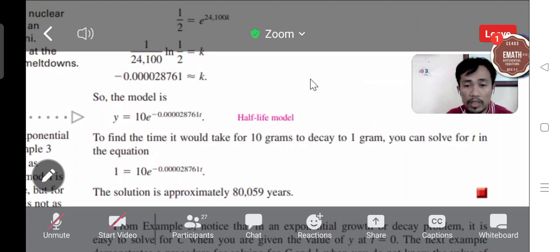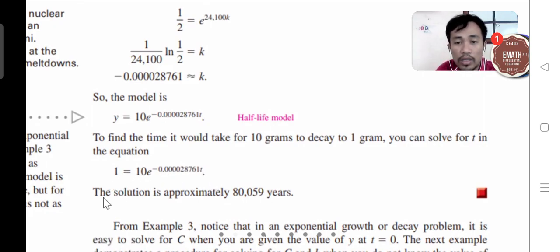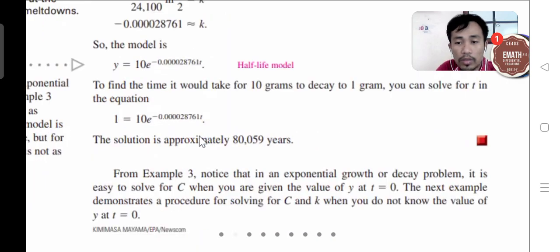To find the time it will take for 10 grams to decay into 1 gram, you can solve for t: 1 is equal to 10 e^(kt), substituting the given values. What we are finding here is the time. Using our calculator, we got the result of 80,059 years before the plutonium isotope becomes 1 gram.